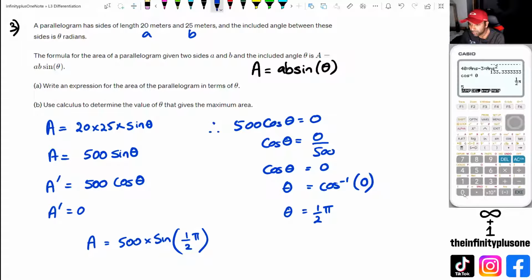So we're going to go 500 multiplied by sine of the answer, which is half pi. So as you can see, I am going to get maximum area is equal to 500 units squared is what I would actually say. So let me know how that went, folks.